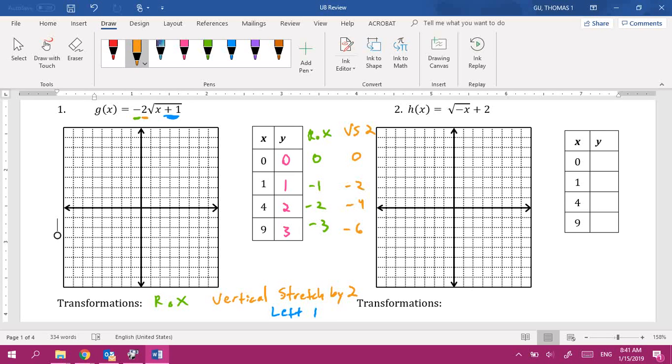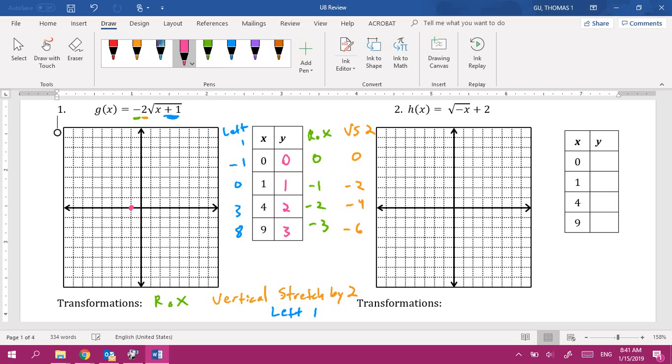And our last transformation here is to the left 1. What would that do to our table values? Subtract 1 from the x, right. Because left is horizontal movement, which is x values. So subtract the 1, so we got -1, 0, 3, and 8. And so then these are our points right here. We've got -1, 0.